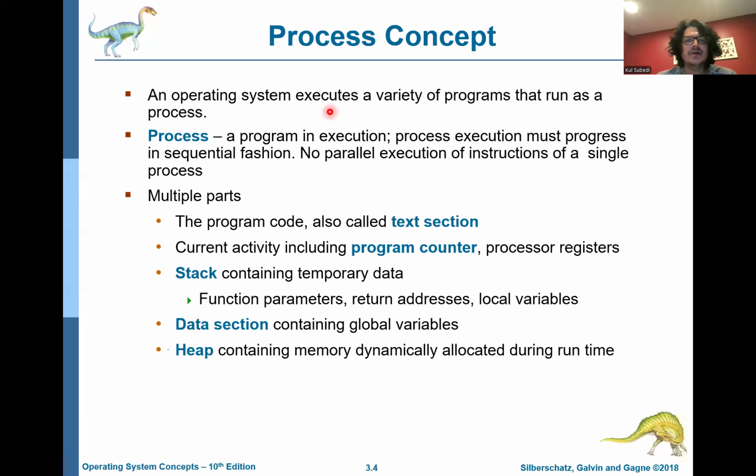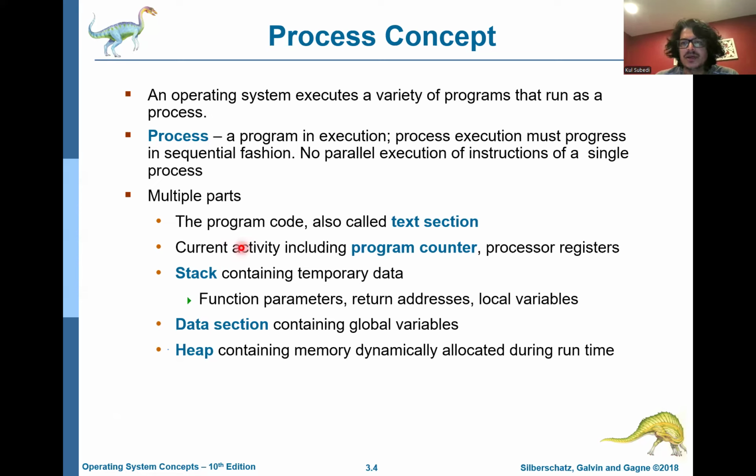All right. Now, as I mentioned, the operating system executes a variety of programs that run as a process. Whatever programs you run in your operating system, it becomes a process. These are the different types of processes. And what is a process? As I mentioned earlier, a program in execution. That's the process. Then what are the parts of the process? If you remember, programs become a process when they execute. That's the idea.